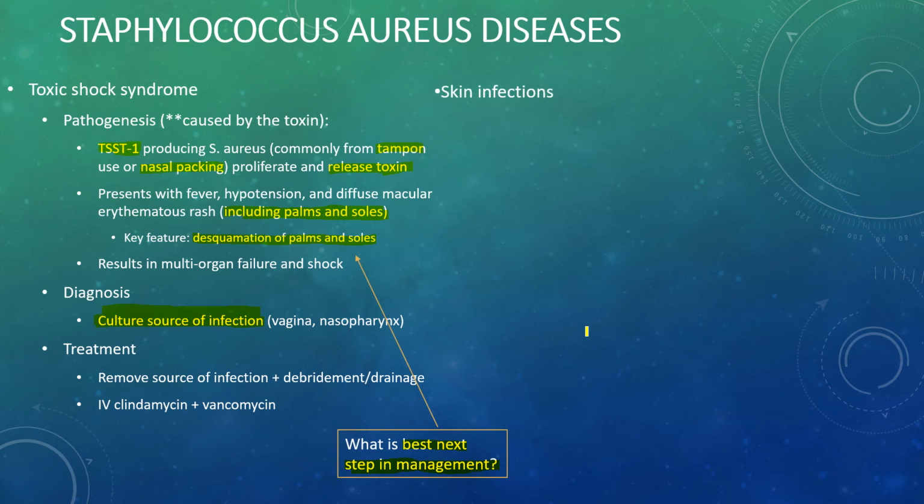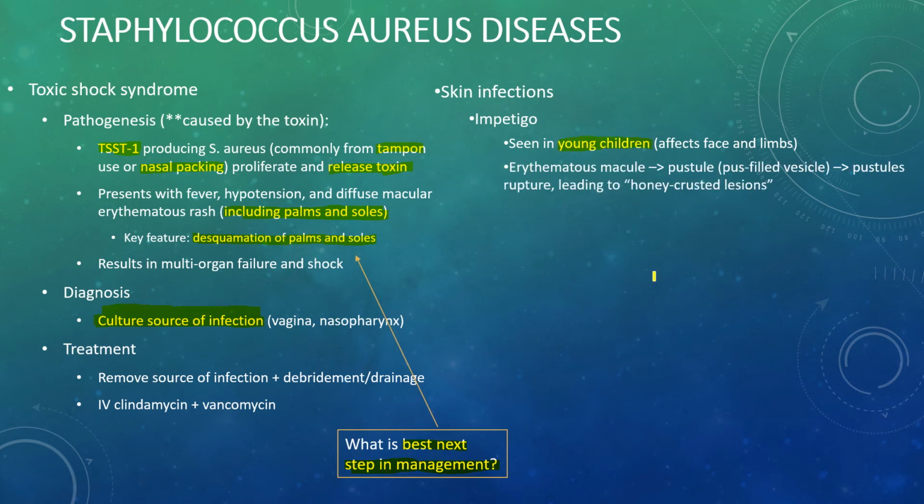We can also get a lot of skin infections with Staph aureus. First one is impetigo. So you probably heard of this one, and it's seen in young children. It affects usually the face and the extremities. And this will start out as an erythematous macule, so you have a red spot. It forms into a pustule, which is an elevated pus-filled vesicle. Vesicle means filled with fluid. So it's a vesicle, instead of filled with fluid, it's filled with pus.